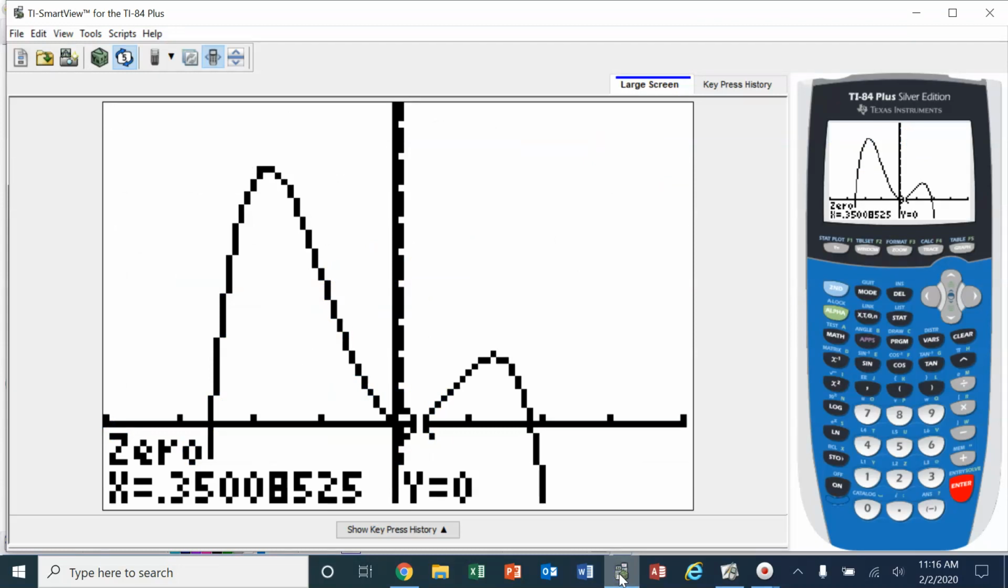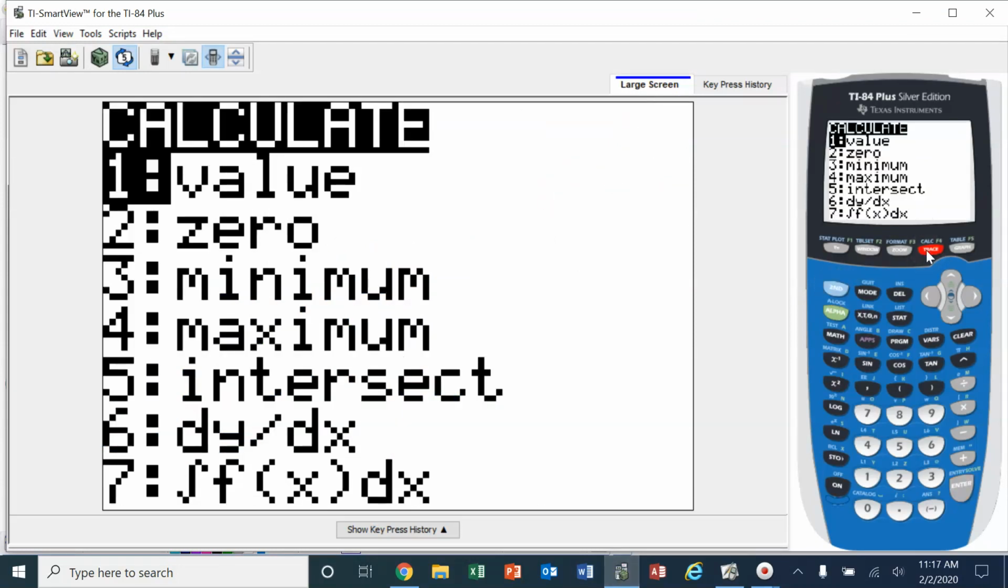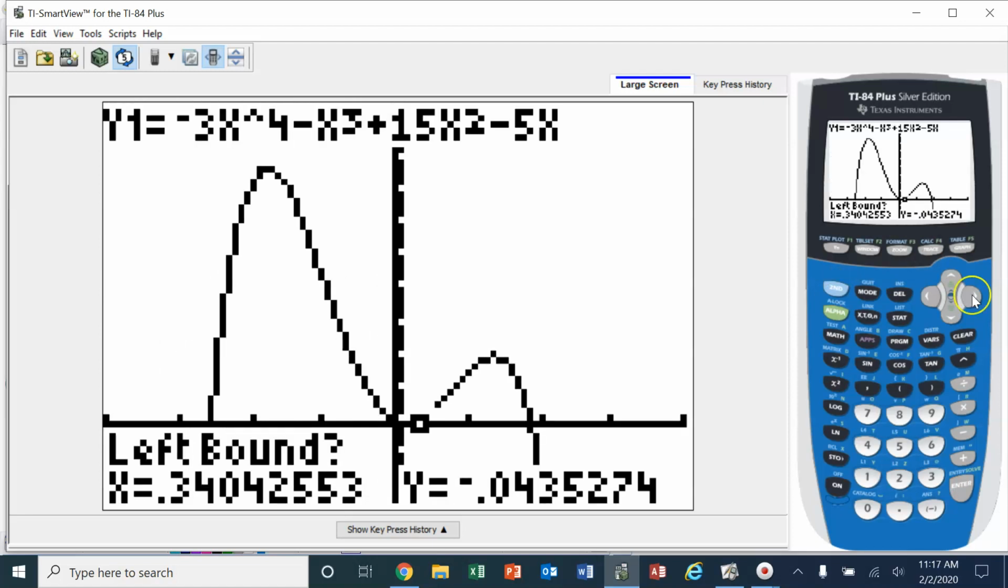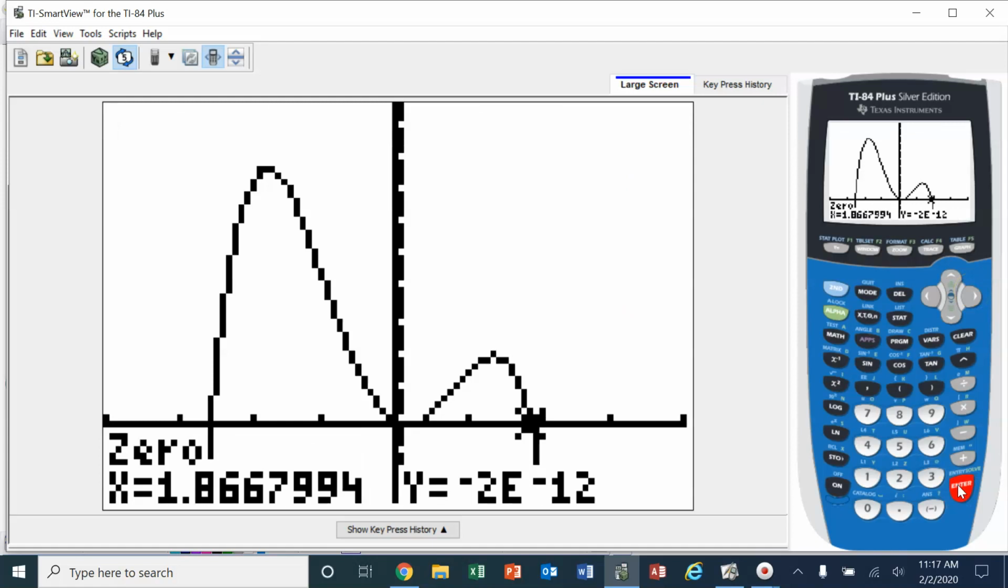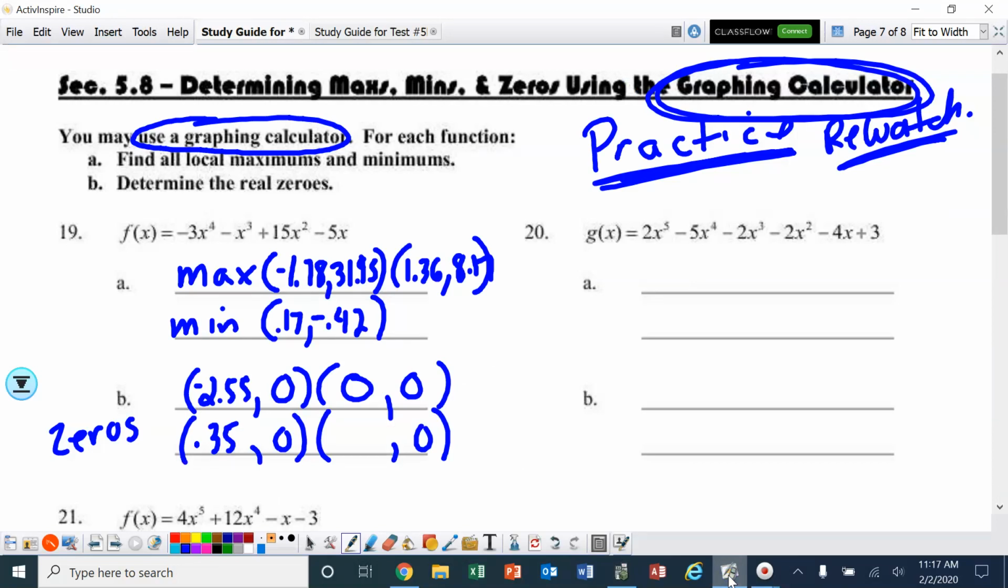All right, here we go. So let's now go and find the last one. I need to be on the left side. Okay, I'm on the left side right now. Above the x-axis, here is the left side. Hit enter. Move it below. Now I'm on the right side. I'm going to hit enter twice. Again, it gives me that weird -2e negative 12. That's 0, folks. So there's the 4th one. We're going to round that to 1.87.